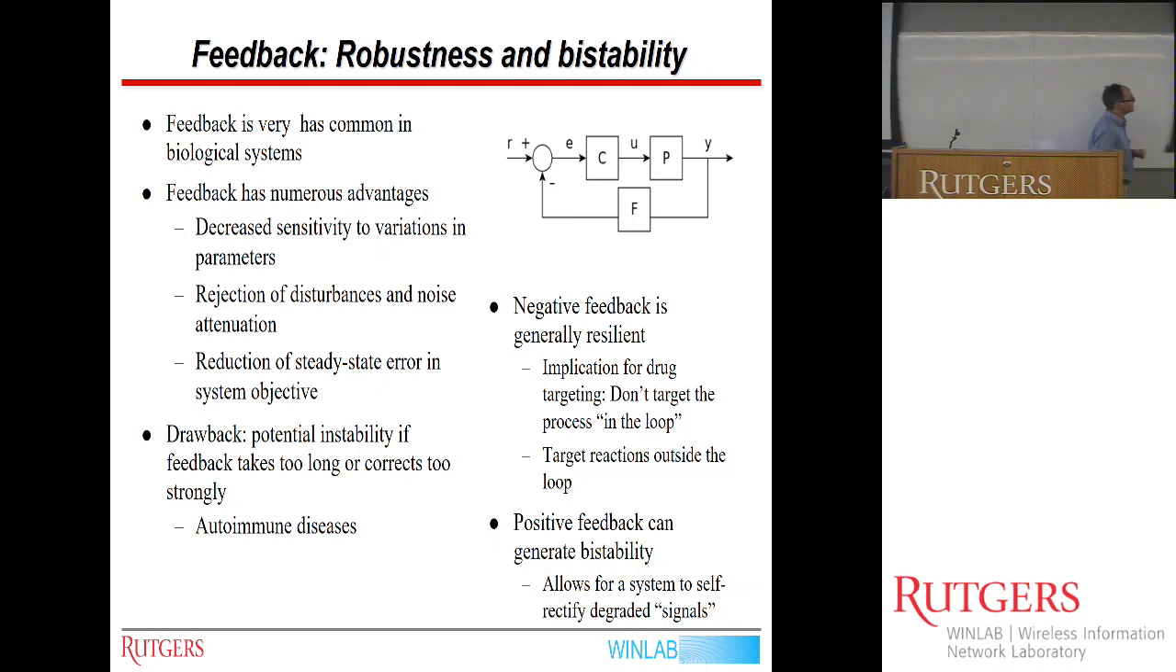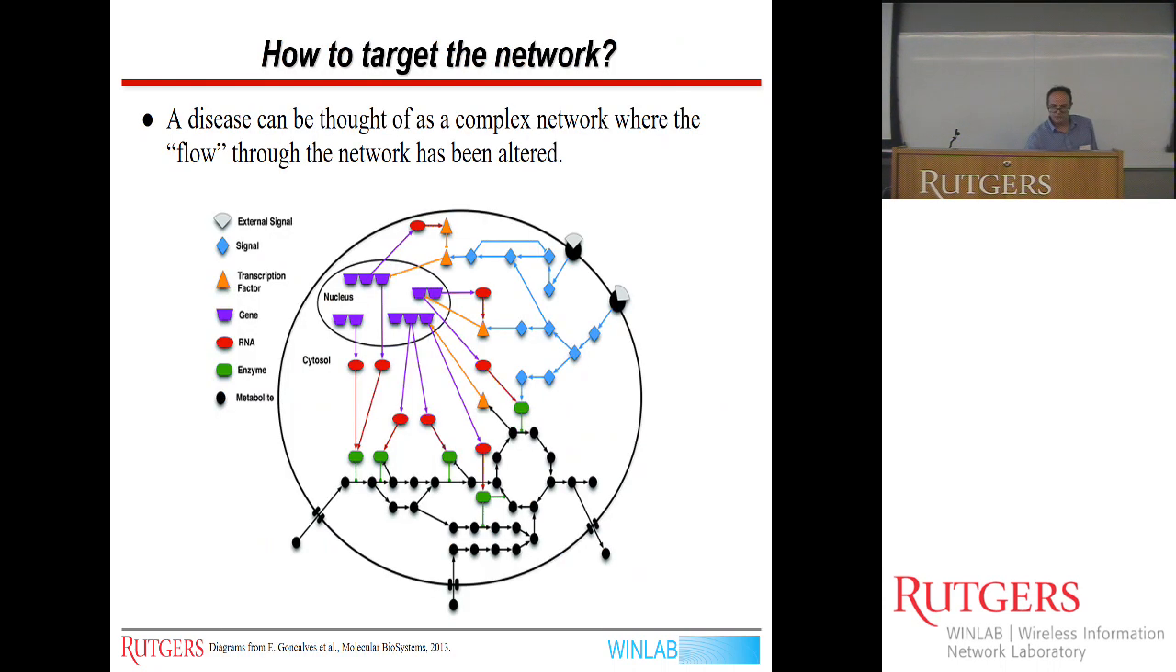So the end lesson that came from all this network pharmacology was we should try to target processes that are outside of these loops. Don't mess with feedback loops. I'll skip feed-forward loops. So how do we do this? Well, there are a variety of different ways, and this is getting to the end of my story.